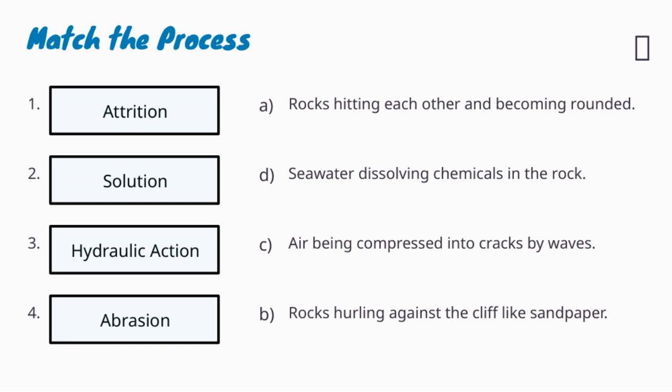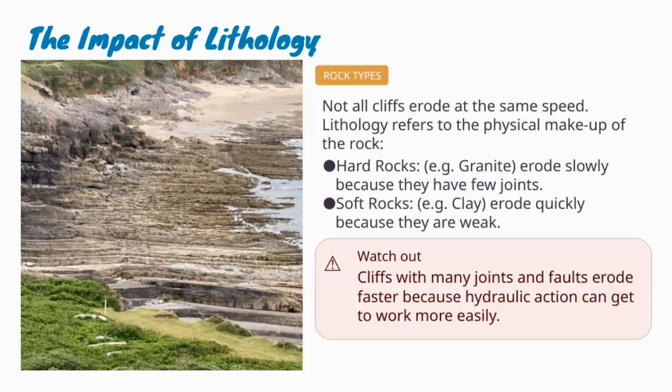A simple way to remember the four processes is: hydraulic action is pressure. Abrasion is scraping. Attrition is collision. Solution is dissolving. If you can explain those four clearly, you will be able to answer many coastal erosion questions well. Now let's look at why some coasts erode faster than others.